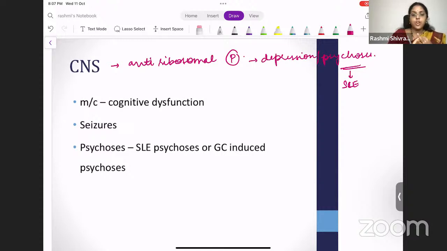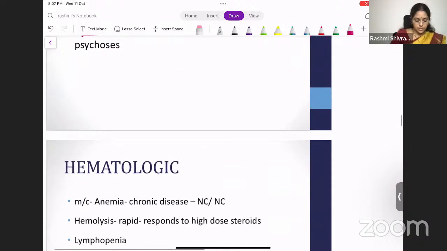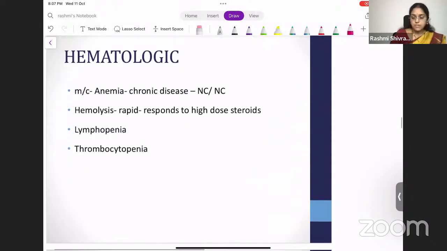But the most common neurological manifestation is cognitive dysfunction, and the second is seizures. The patient can also have psychosis, which is either SLE psychosis or glucocorticoid-induced psychosis. We need to differentiate between the two.